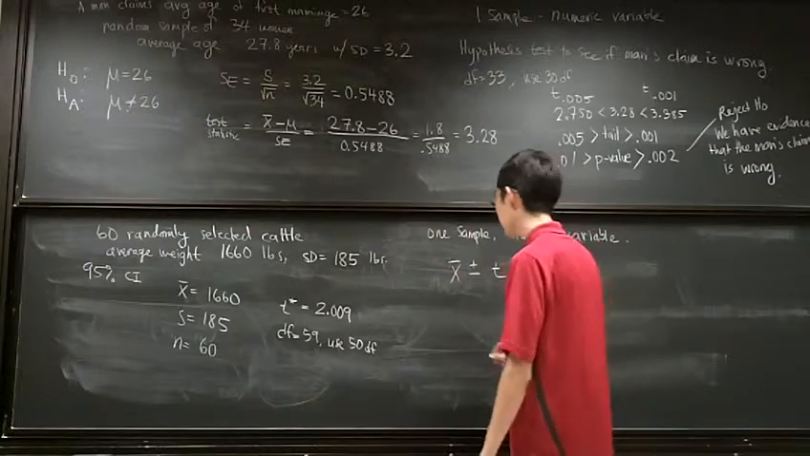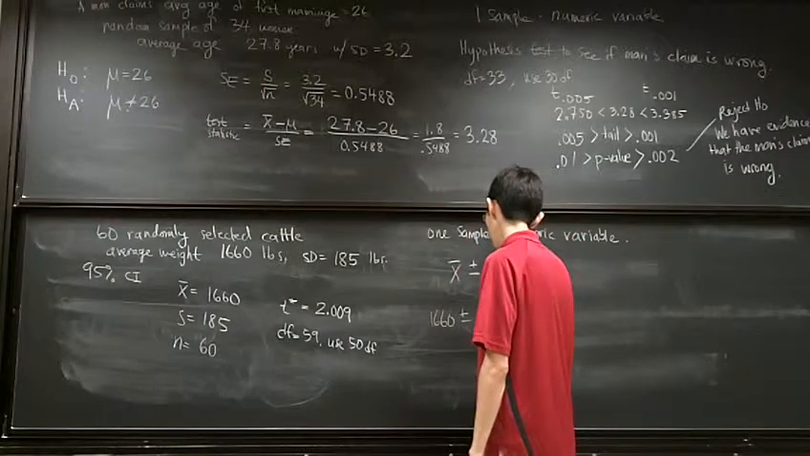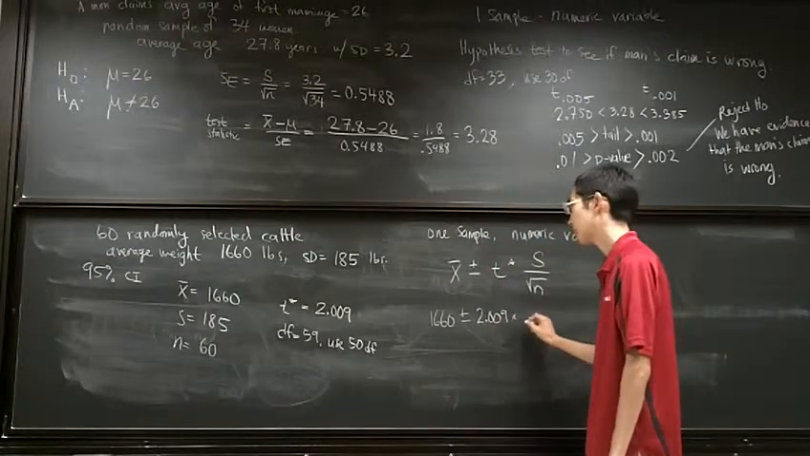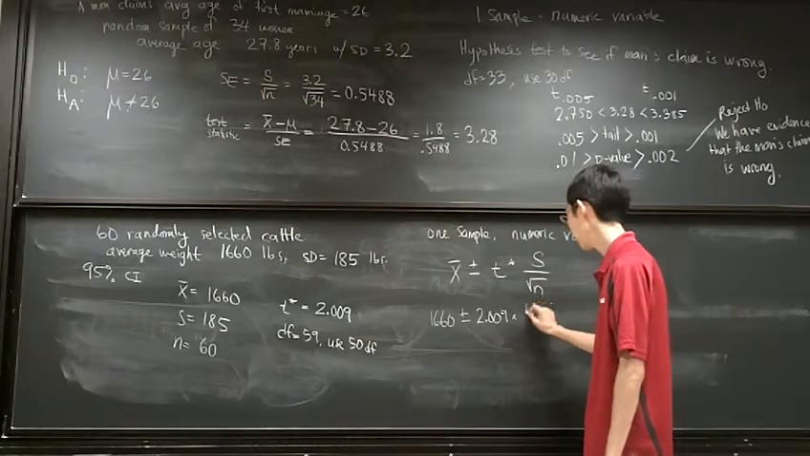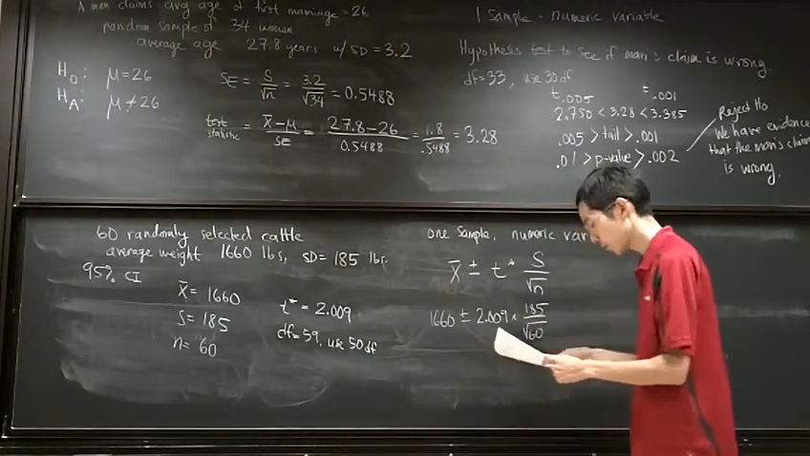So I just put everything together and I get 1660 plus or minus 2.009 times 185 divided by the square root of 60.